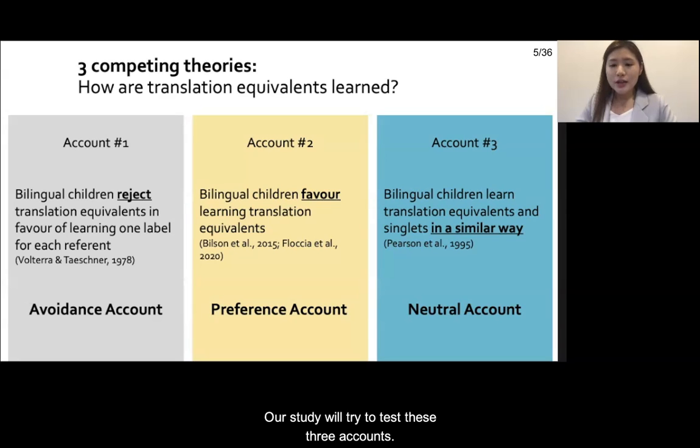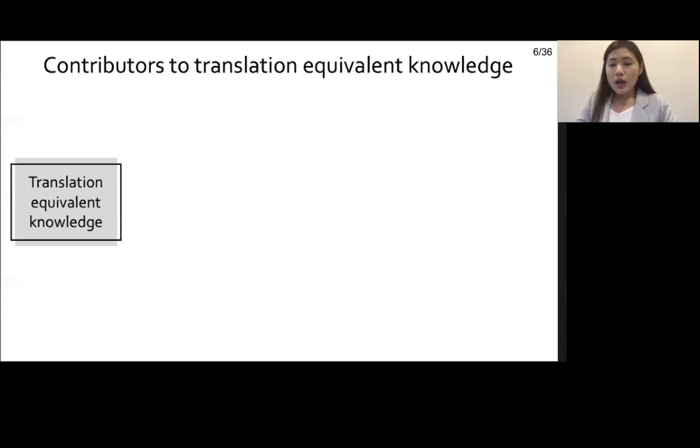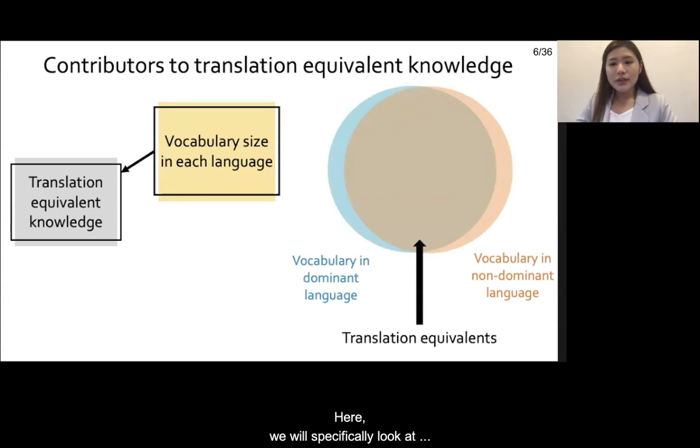Our study will try to test these three accounts, but before we turn to the specifics of our study, there are some details that we need to go through. Considering translation equivalent learning, there are some contributing factors that are often not taken into consideration in previous studies. Here, we will specifically look at vocabulary size in each language.